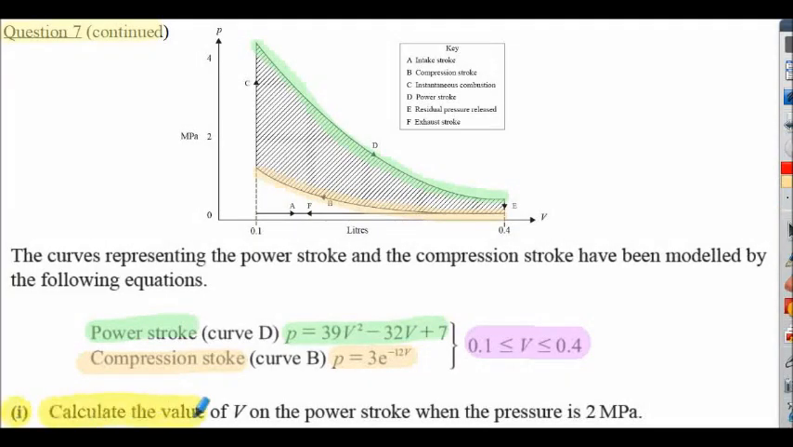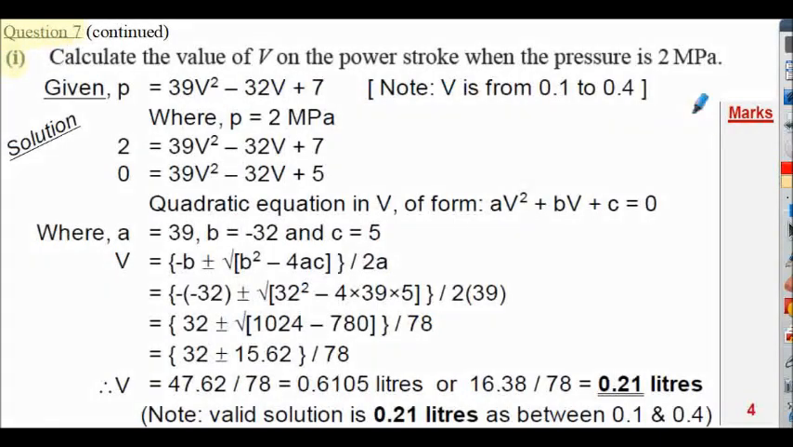Part 1, we've got to calculate the value of V on the power stroke when the pressure is 2 megapascals. That essentially involves using the power stroke equation, knowing the value of P, 2 megapascals. We can solve a quadratic equation. Show you the full work solution on the following slide. Question 7, part 1. Let you review this solution at your own pace. Notice with the quadratic equation there are two solutions for V, but this is the only solution valid in this case because our answer has to be between 0.1 and 0.4.